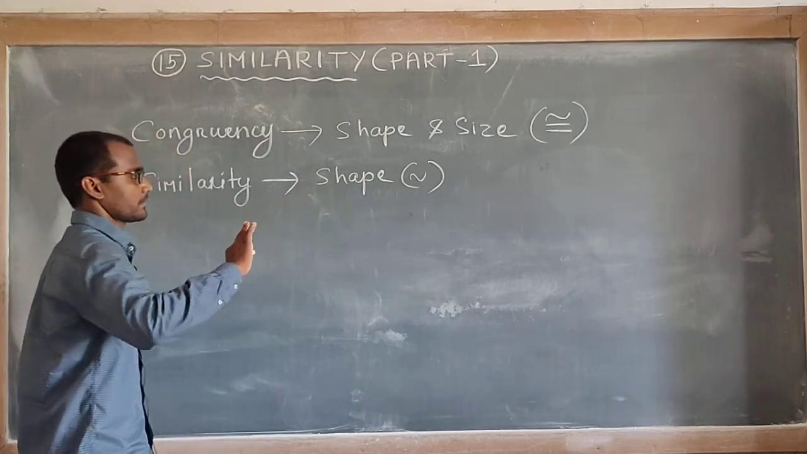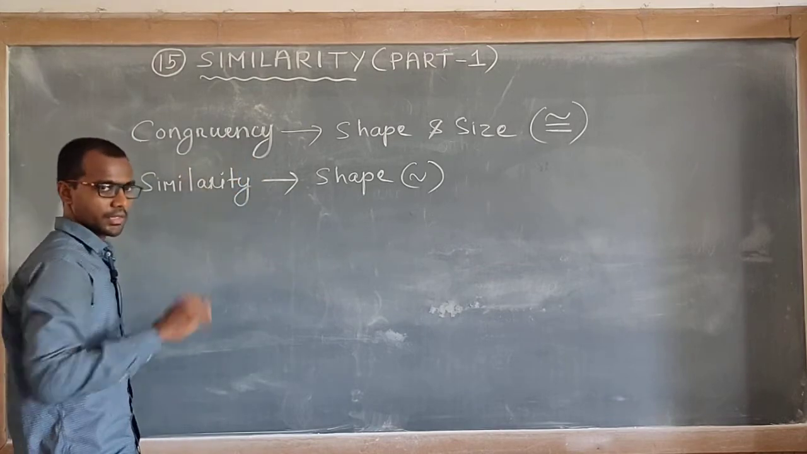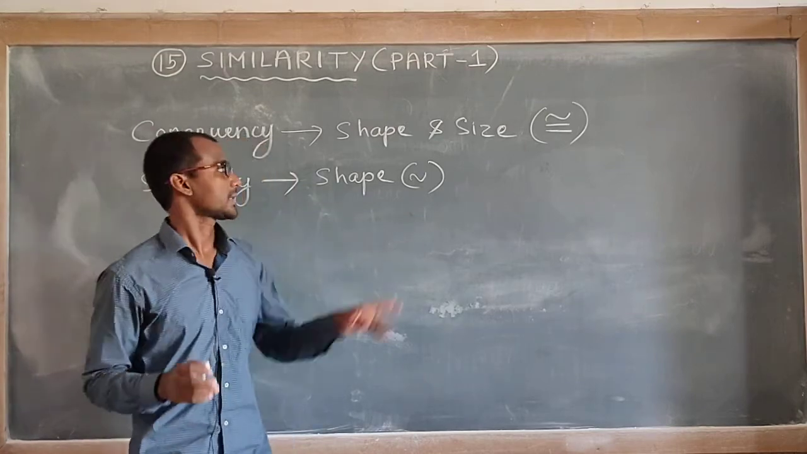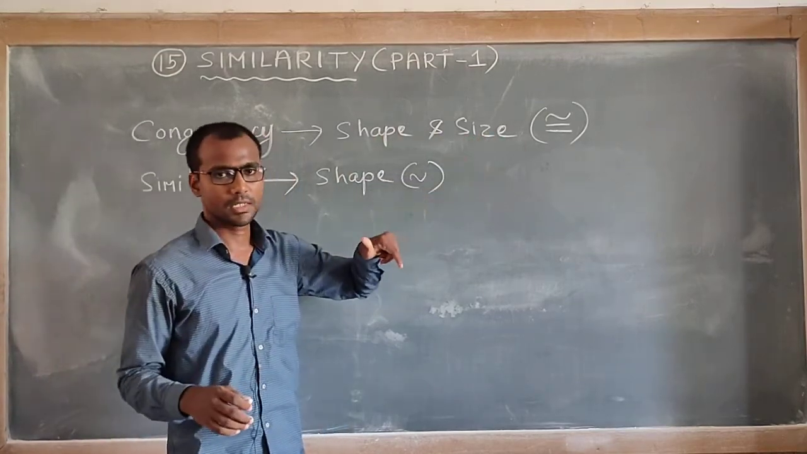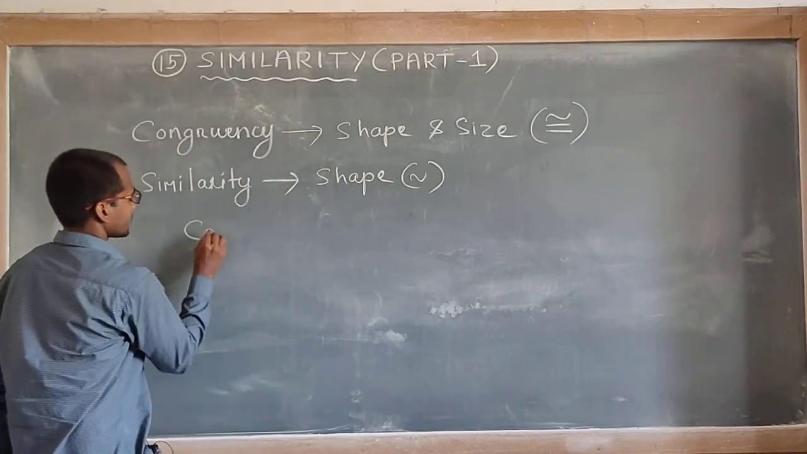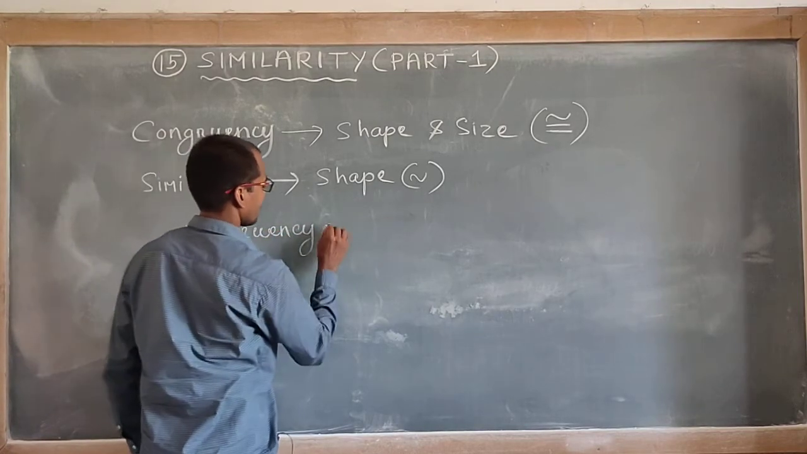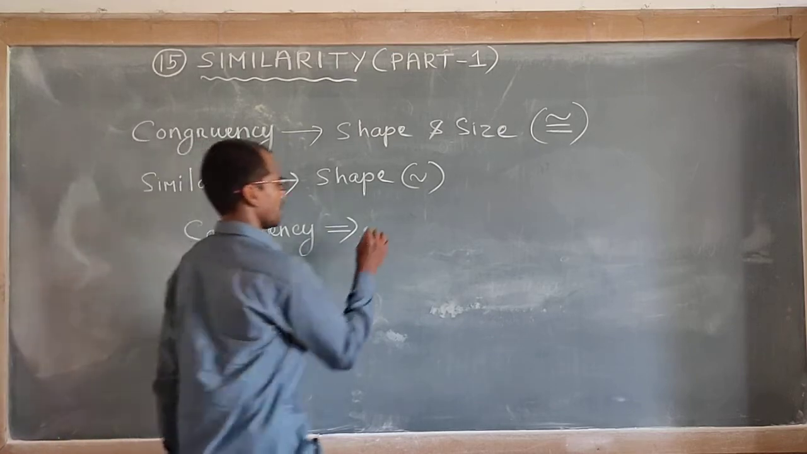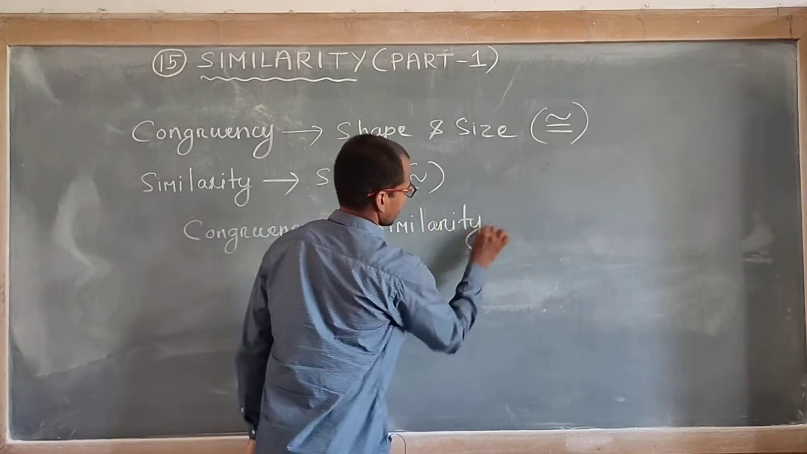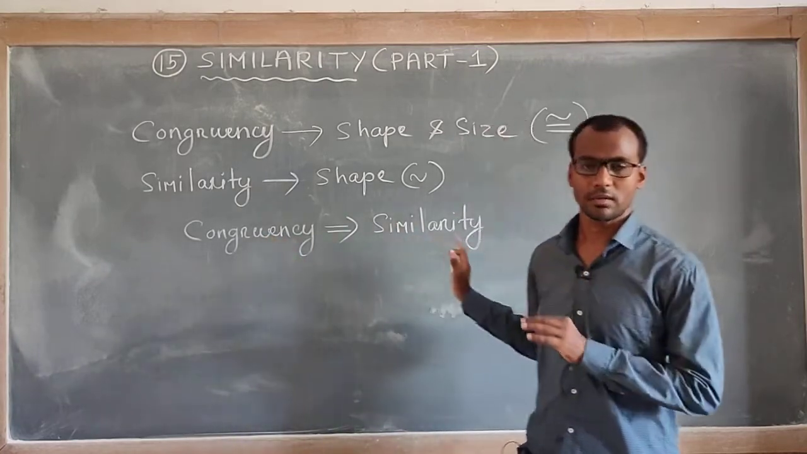So from this, can we say that the objects which are congruent are similar? Yes, we can say, because if two objects are congruent, then their shape is same, size is same. And if shape is same, then they are bound to be similar. So remember, congruency implies similarity. Means if two objects are congruent, they are bound to be similar.